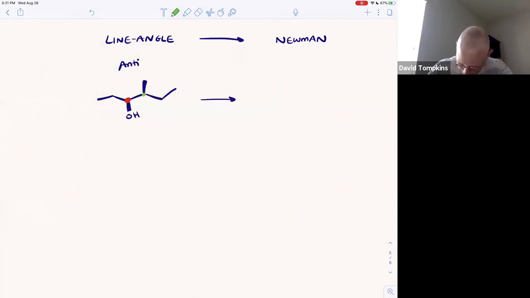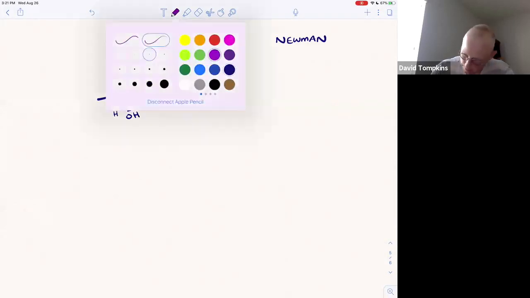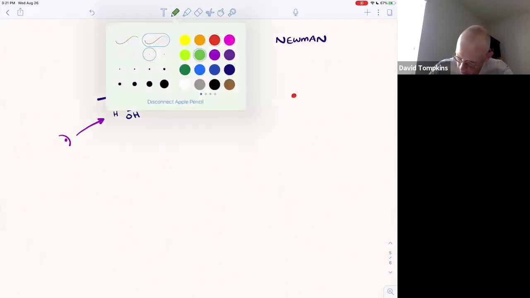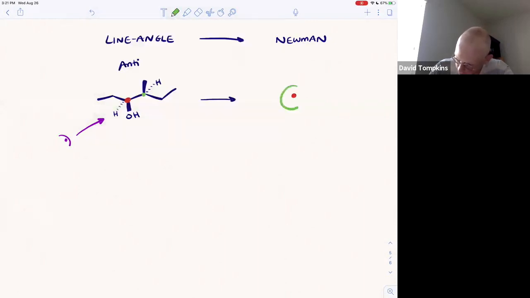Okay. And I will draw in the implicit hydrogens. This one is a dash because there's already a wedge and two lines at that green carbon. And this one's also a dash. So from the perspective of the eyeball, looking at the red carbon, that will be in front. And the green carbon is directly behind it.